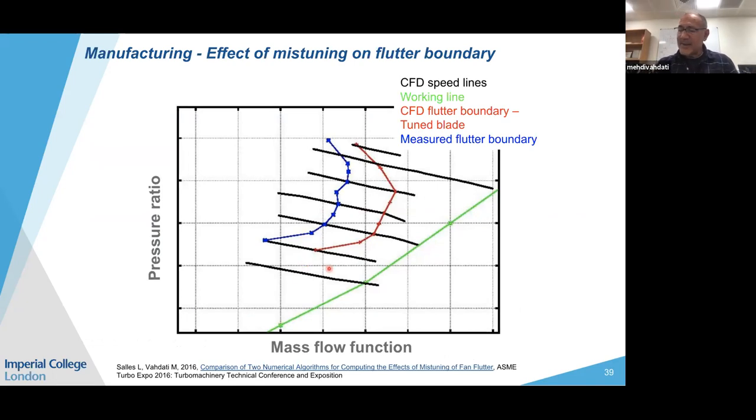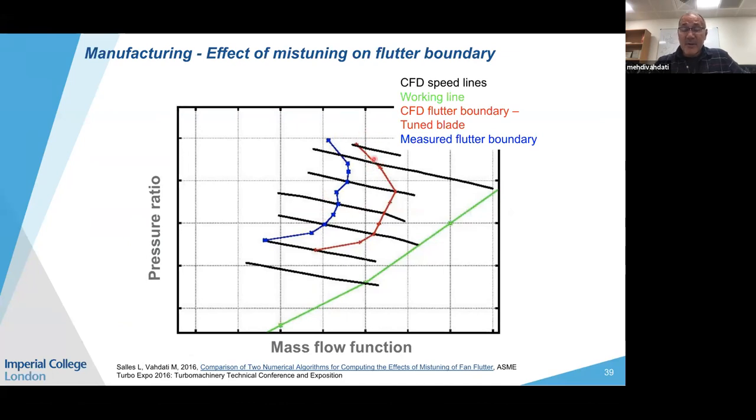I promise I'll finish in 3 minutes. I hope I haven't bored you too much. This is the CFD flutter boundary for a fan blade, and this is the measured flutter boundary. And when you talk to CFD skeptics, they tell you that there's a difference between CFD and measured data.